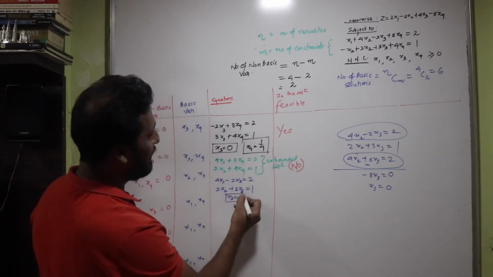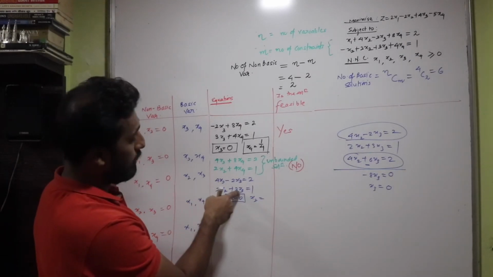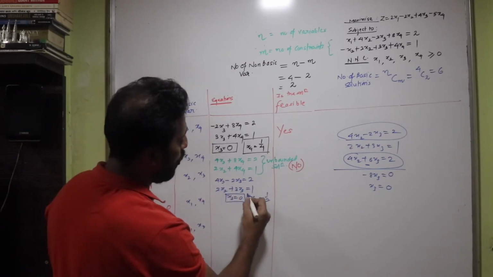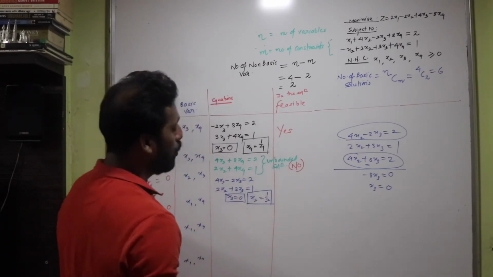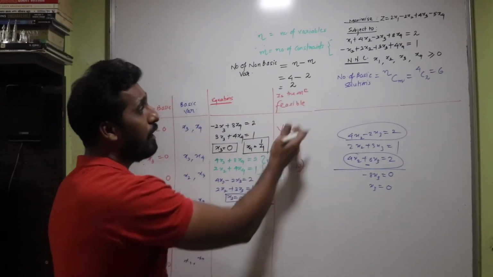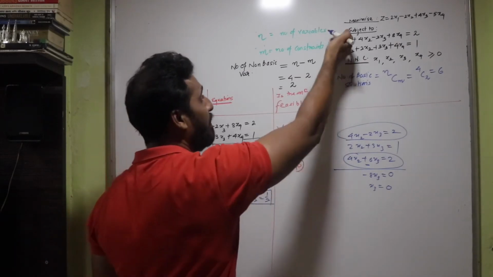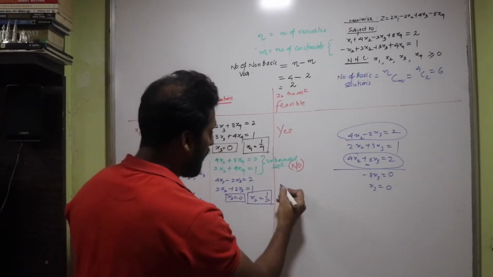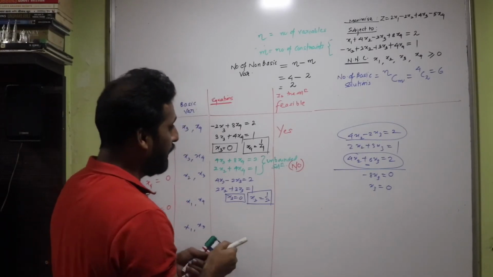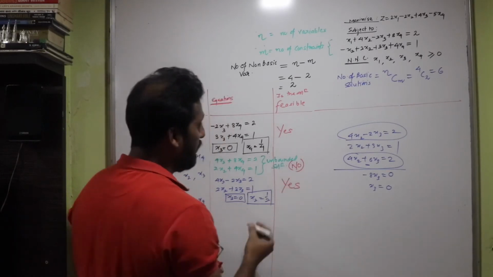If you put x3 as 0, what is x2 going to come? You can take the second equation. x3 is taken as 0, so x2 comes 1 upon 2. x2 came 1 upon 2. So this is nothing but again a feasible solution, because both the values are satisfying the non-negativity constraints. Obviously they will be satisfying the previous equation. So again I'm going to call that these values of x2 and x3 are giving me a feasible solution. So I'll write yes here.